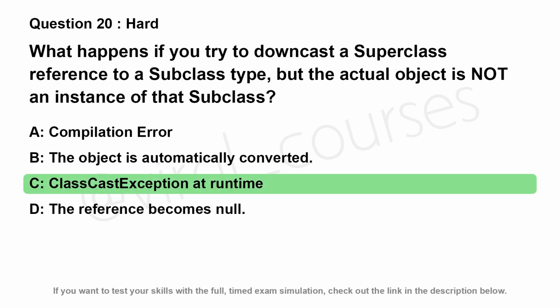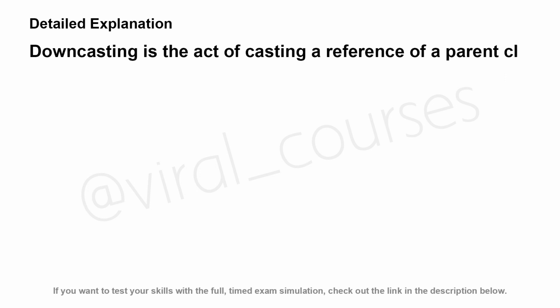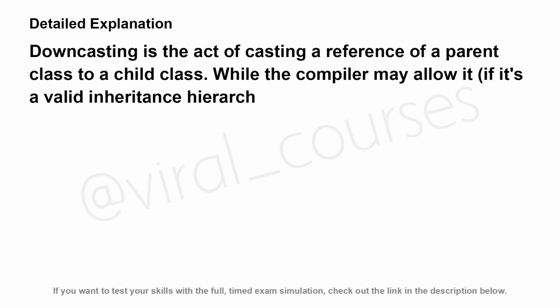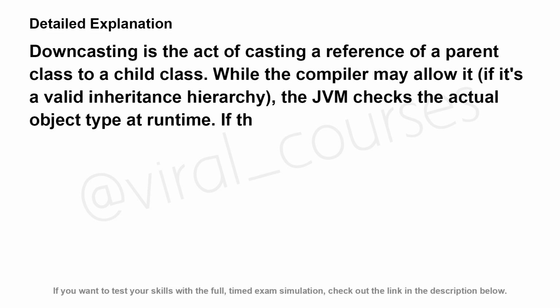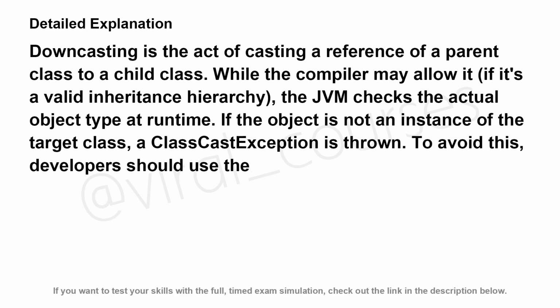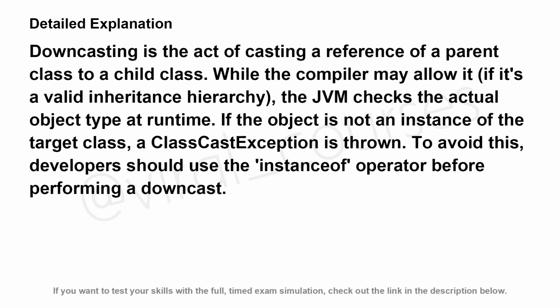The correct answer is C. Downcasting is the act of casting a reference of a parent class to a child class. While the compiler may allow it if it's a valid inheritance hierarchy, the JVM checks the actual object type at runtime. If the object is not an instance of the target class, a ClassCastException is thrown. To avoid this, developers should use the instanceof operator before performing a downcast.